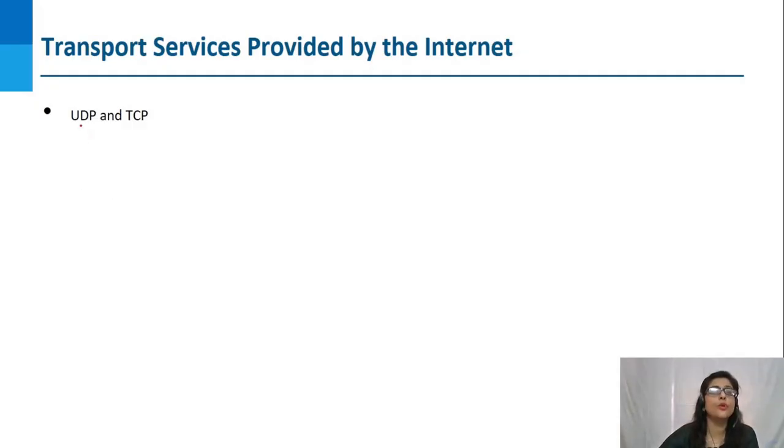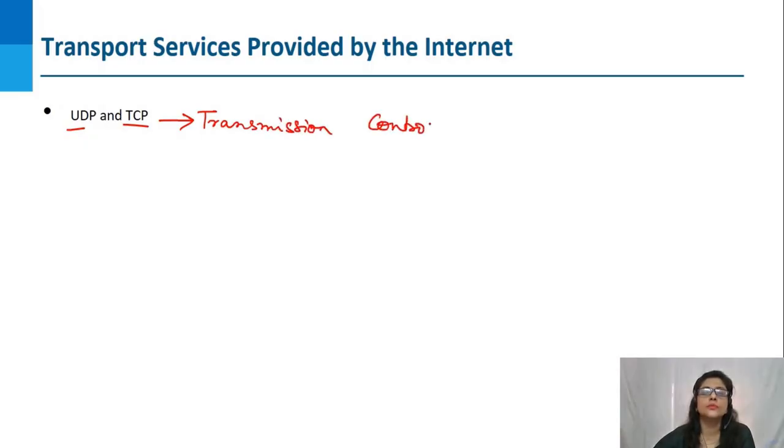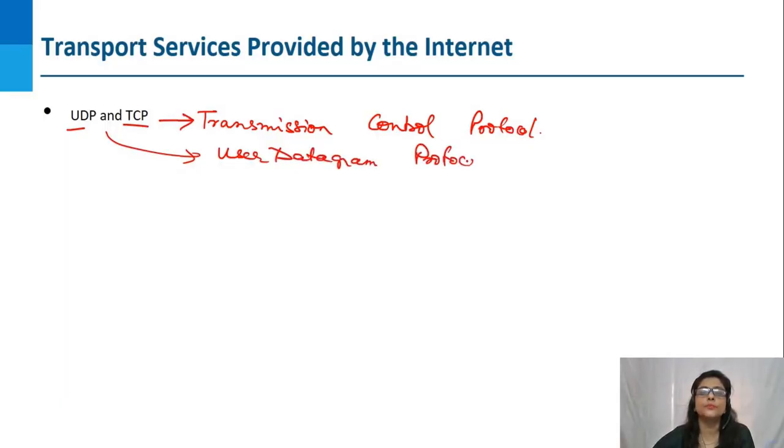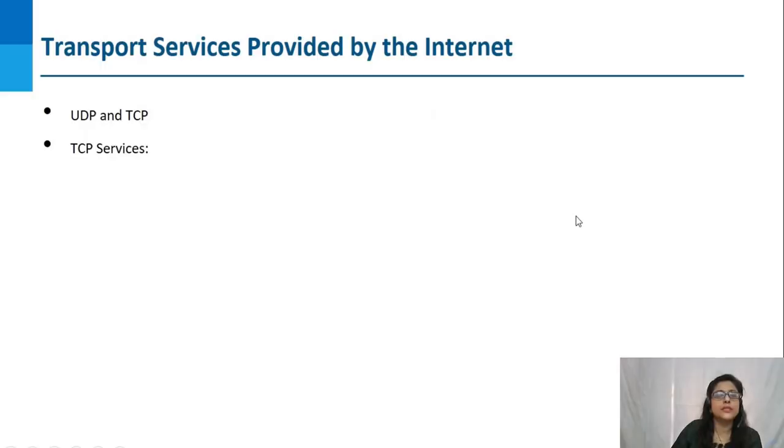Now let us turn our attention to transport services provided by the internet. There are two different protocols used at the transport layer. One is called the UDP and the other one is called the TCP. TCP stands for Transmission Control Protocol, and UDP stands for User Datagram Protocol.